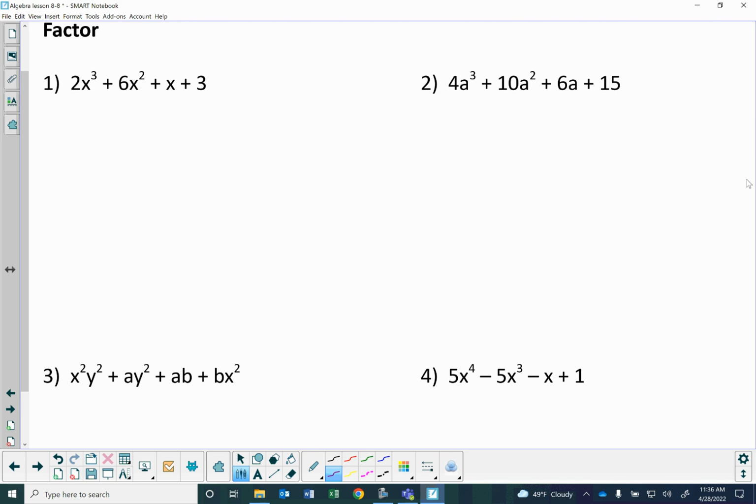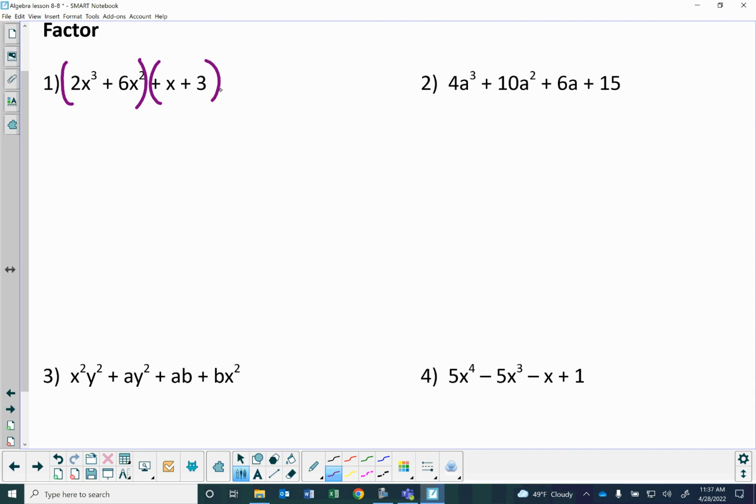Sometimes it doesn't work out that you can group your first 2 terms together and your last 2 terms together. Sometimes you have to rearrange the polynomial in order to get it to work that way. Most of the time, if the polynomial is written in standard form, it will group first 2, last 2 if it's going to group. So first 2 terms, last 2 terms. And I always put my sign before my last 2 terms.